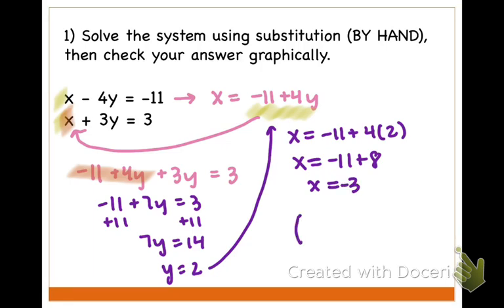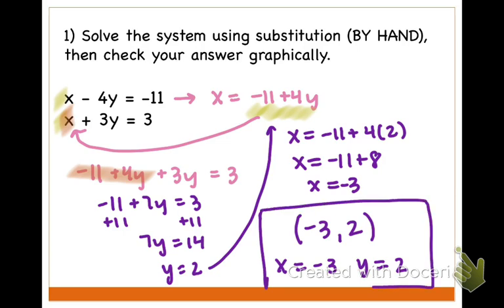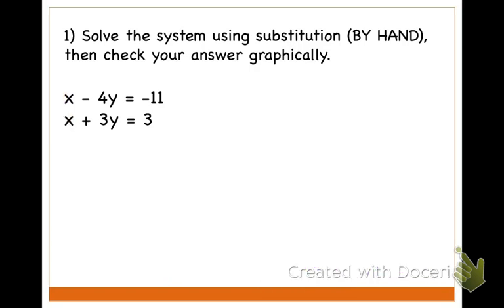Then the last thing I would want to do is write that as a coordinate point, negative 3 comma 2, or I can list them off, x equals negative 3, y equals 2. Either way is fine. So that would be my solution. So my solution, that shared point of intersection between those two lines, would be negative 3 comma 2. So we can check that on our graph. So we can go to our graphing calculators.